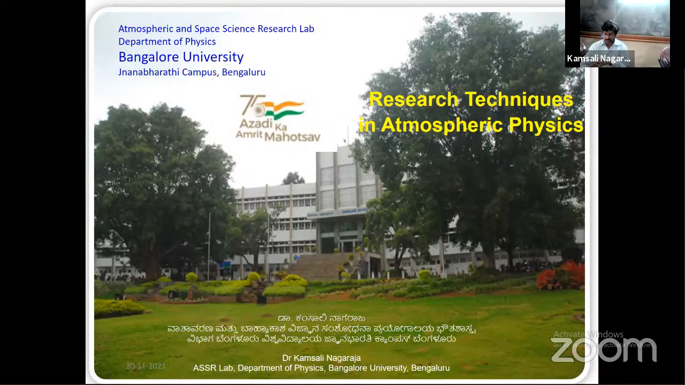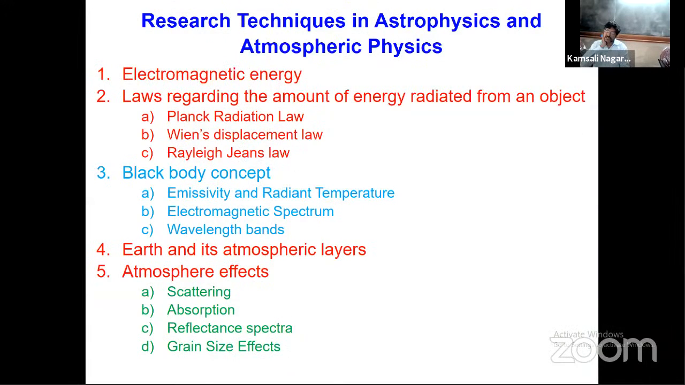Last class we were discussing the electromagnetic radiation and its environment, and also the amount of energy which is radiated from an object. We discussed three laws: Planck's radiation law, Wien's displacement law, and the Rayleigh-Jeans law. Let us concentrate on the black body concept.